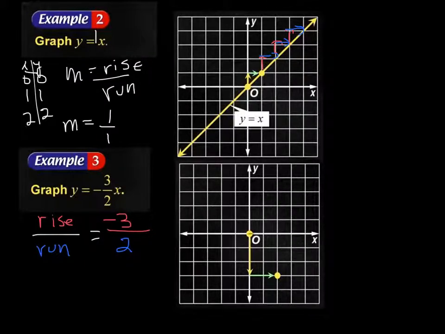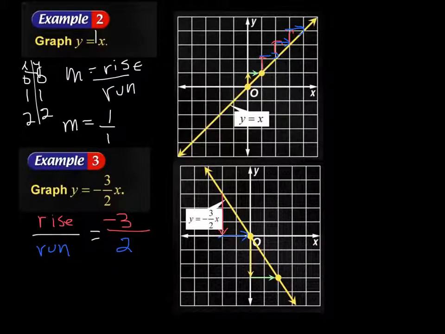And sometimes on your graph paper, if they give you too small of a square, you may have to do it backwards too. So I went backwards 2, left 2, and up 3. But still, going from left to right, that would be down 3 over 2. All we have to do is take a straight edge and draw our line, and there it is.